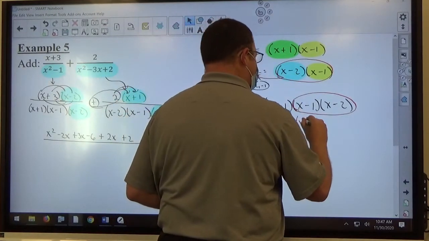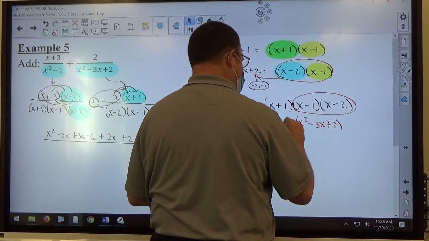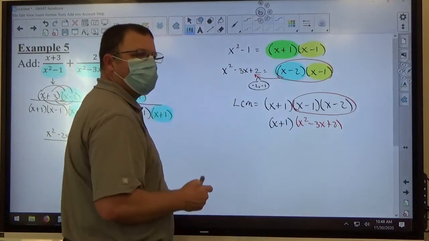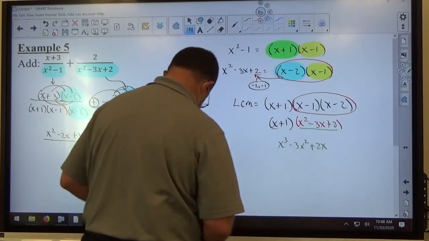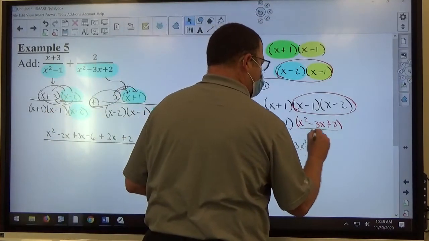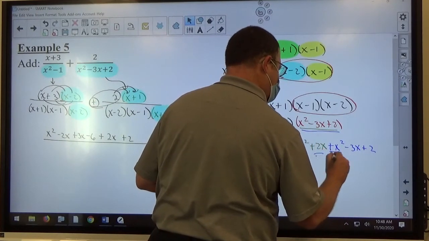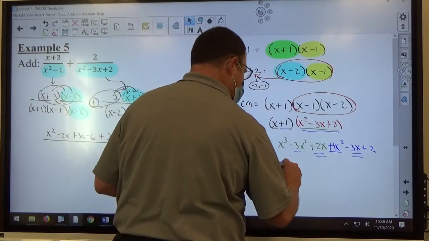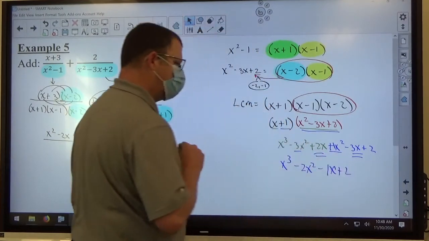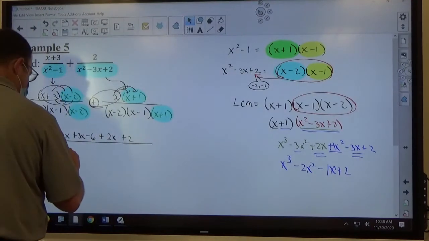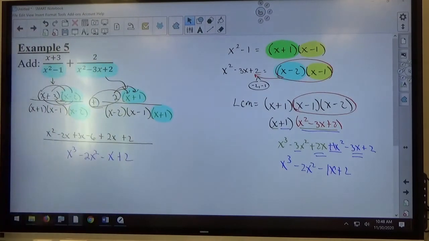So x² - 3x + 2 is being multiplied by x + 1. And x + 1 times x² - 3x + 2 is just x times everything, which is going to be x³ - 3x² + 2x. And then 1 times everything, which is going to be plus 1x² - 3x + 2. Like terms here and here. This has a 1 in front of it, so x³ - 2x² - 1x + 2 is what all that comes out to. So x³ - 2x² - 1x + 2. I just put the minus x instead of minus 1x.